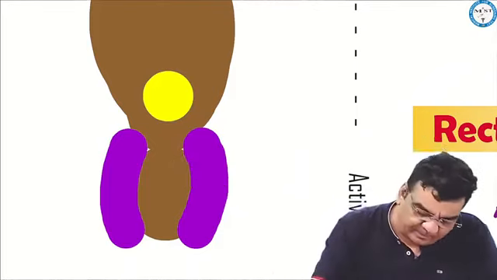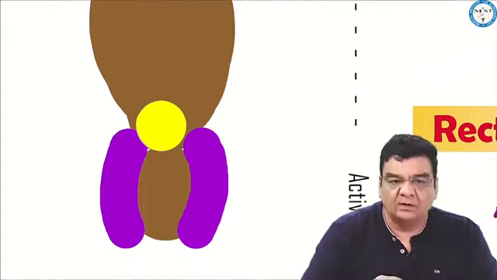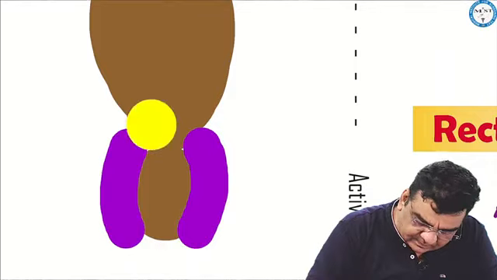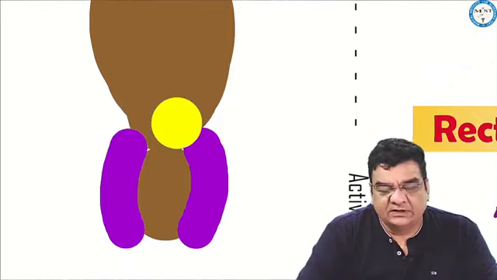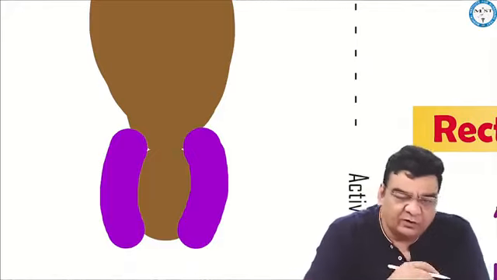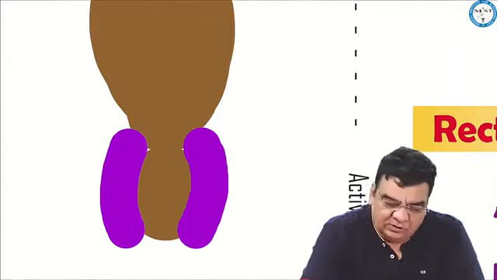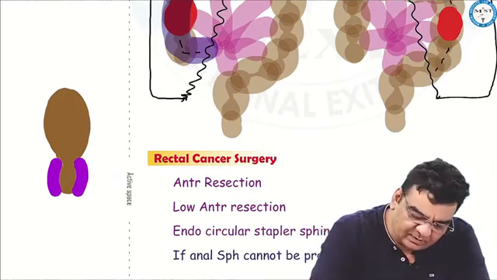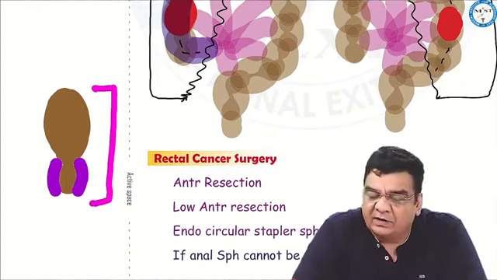But if by chance the cancer is somewhat like this, or maybe the cancer is somewhat like this, or maybe somewhat like this, then in these cases we will have to damage the anal sphincter. And if we have to damage the anal sphincter, then we cannot keep this anal canal in the patient. So in these cases, what we do is we remove this entire thing, rectum and anal canal, permanently forever.